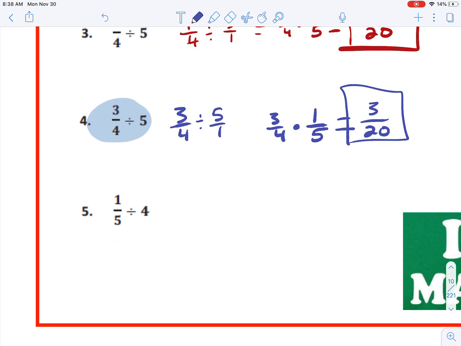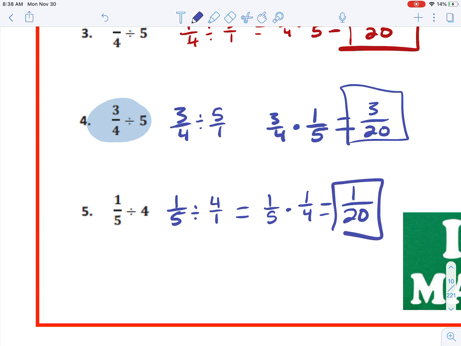Now, 1/5 divided by 4 equals 1/5 divided by 4 over 1. The skip dot flip rule will be 1/5 dot 1/4, which again gives us 1 over 20.